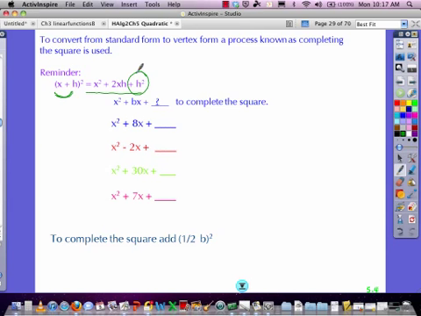What did we do? We took the product of the two and doubled it. So if we took half of that middle term, we'd have the number we needed from our binomial square. Then we could square it to get our last term in our trinomial. So let's try it. On this one, x squared plus 8x plus blank.